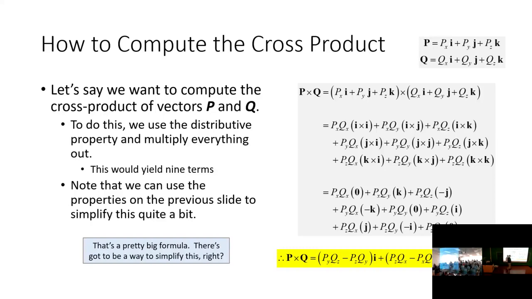So here's what we've got. This is a pretty big formula. I don't know about you, but I don't like remembering formulas. It's hard. I think it's easier to remember patterns, okay? So there's got to be a way to simplify this, right? The answer is yes.